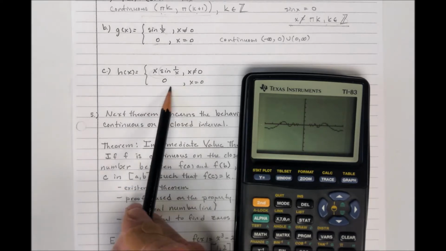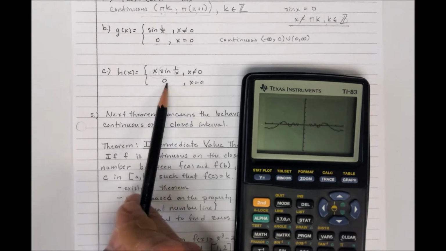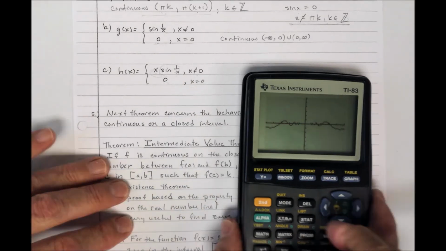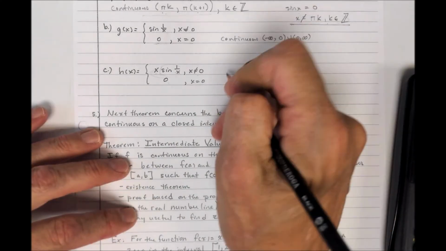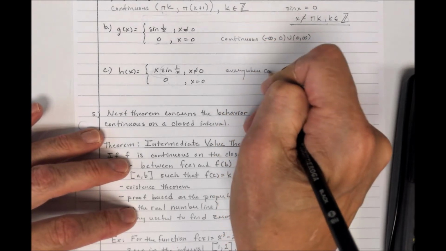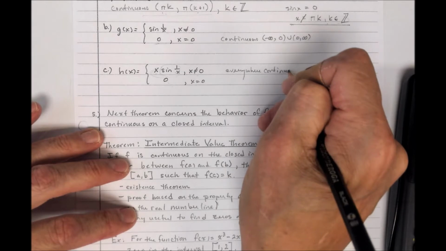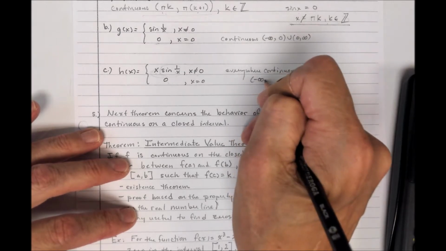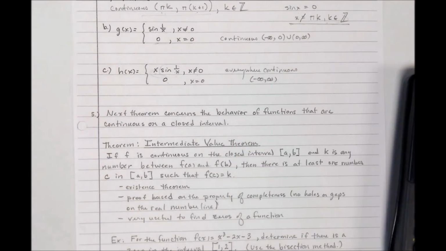And here it's defined at 0. This part isn't, but it's defined at 0 to be 0. So in this case, this is everywhere continuous, from negative infinity to infinity. This is probably a little deeper than you thought continuity was going to be about, but that's pretty much it.